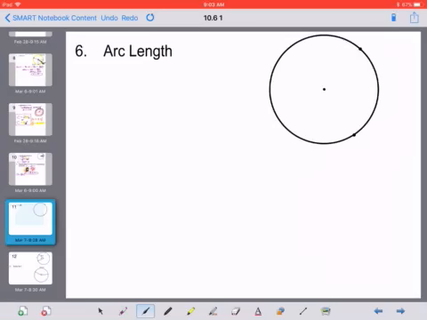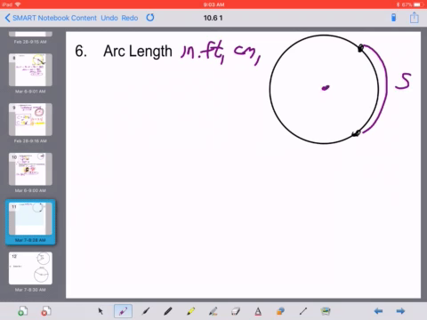Talk about arc length. We were already discussing arc measure as the number of degrees between 2 points on a circle. But with arc length, now we're actually going to measure that in terms of inches or feet or centimeters, something like that. For some reason, every book in the world that I've seen uses S for the measure of an arc length.